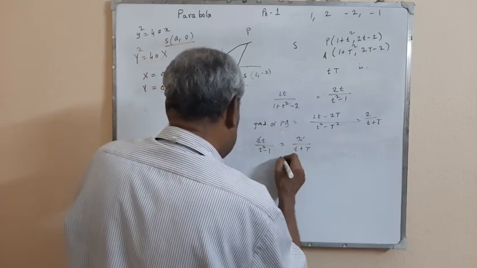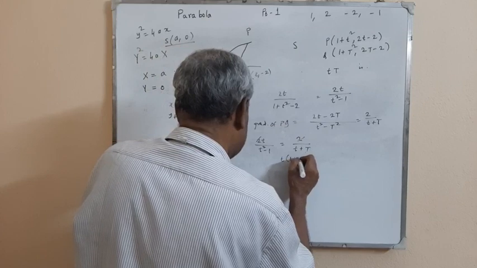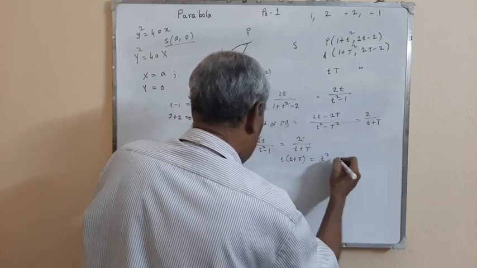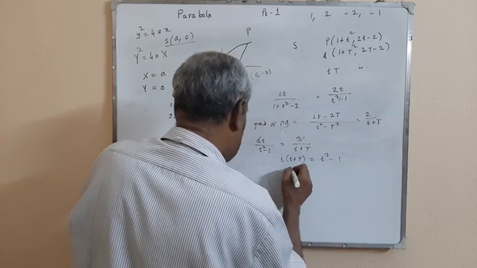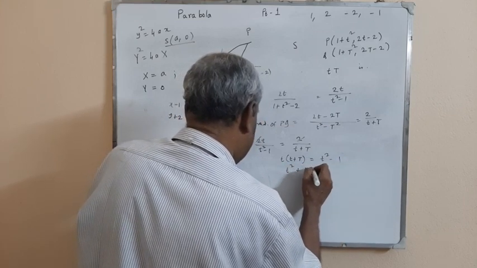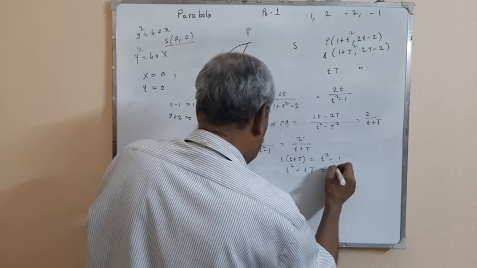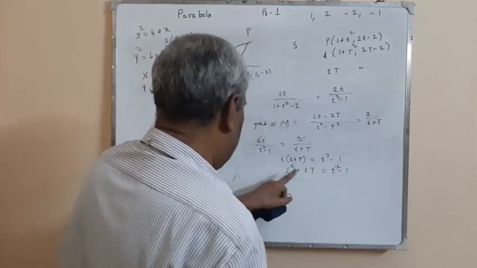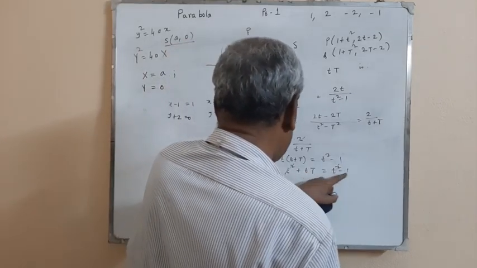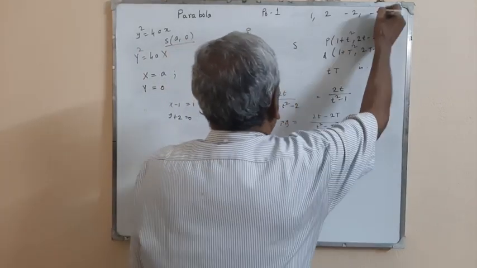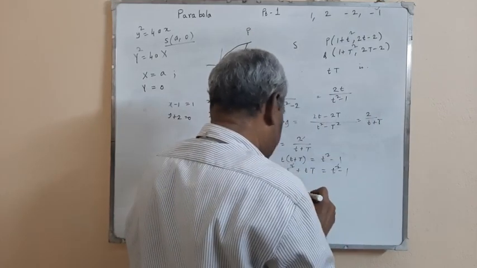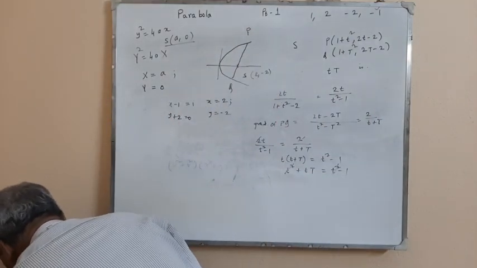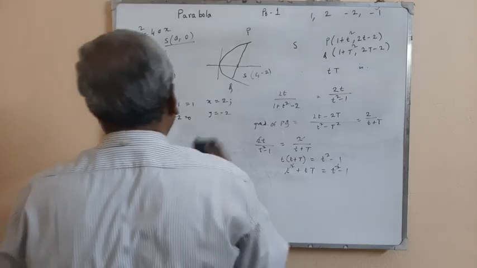By cross multiplication, t into t plus capital T is equal to t square minus 1. So that t square plus t into capital T is equal to t square minus 1. So we get small t, capital T product is equal to minus 1. So fourth option is correct. Our next problem.